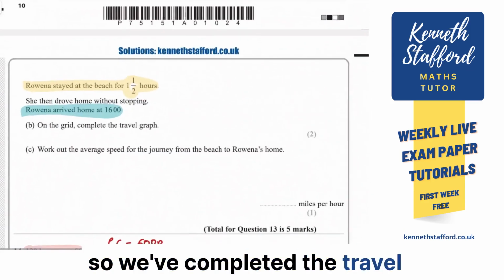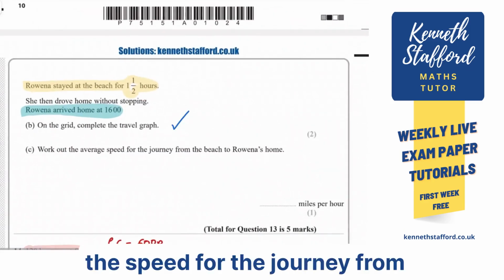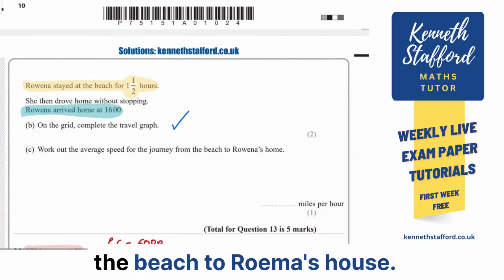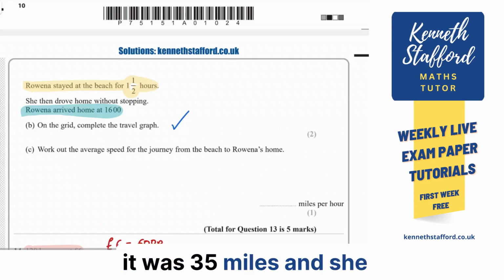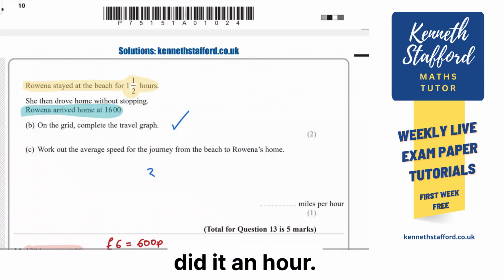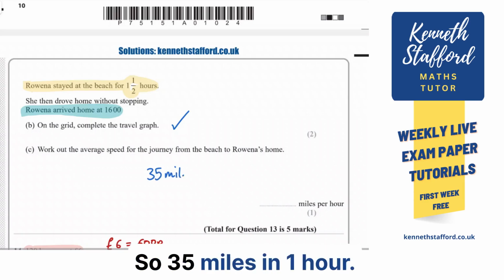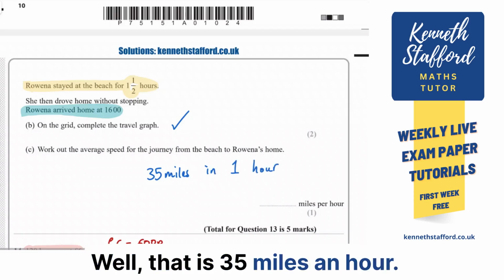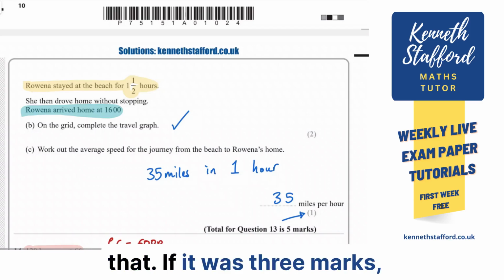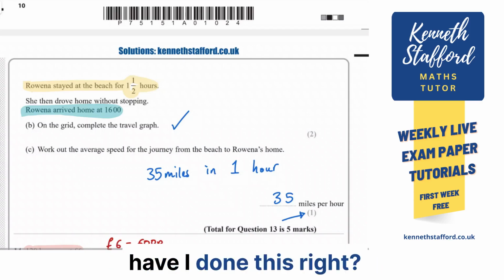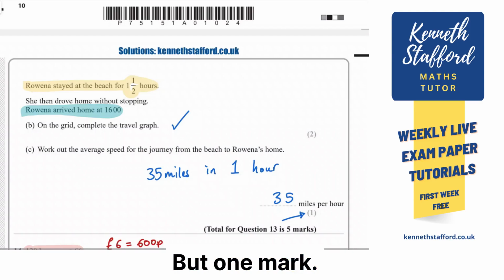So we've completed the travel graph. That's done. The speed for the journey from the beach to Rowena's house. So as I said, it was 35 miles and she did it in an hour. So 35 miles in 1 hour. Well, that is 35 miles an hour. Feels a bit simple, but it's 1 mark. So we should feel okay about that. If it was 3 marks, I'd start thinking, have I done this right? But 1 mark, that's pretty good.